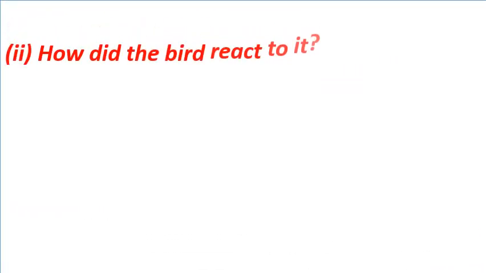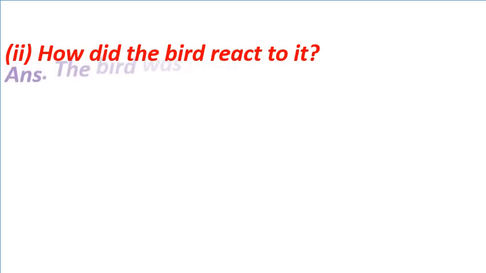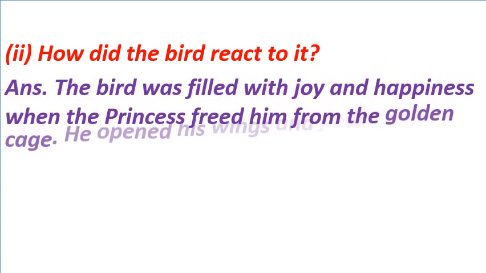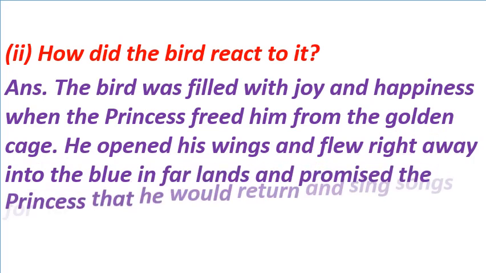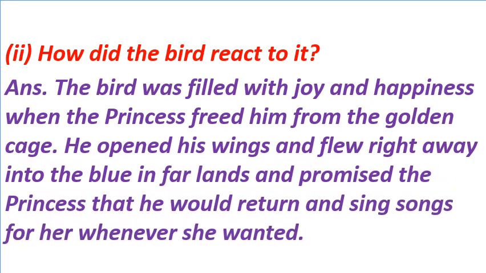Question number 4, part 2: How did the bird react to it? The answer is: the bird was filled with joy and happiness when the princess freed him from the golden cage. He opened his wings and flew right away into the blue. Blue means sky. He flew to far lands, and promised the princess that he would return and sing songs for her whenever she wanted.